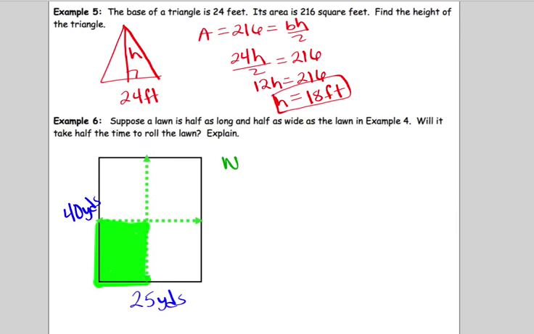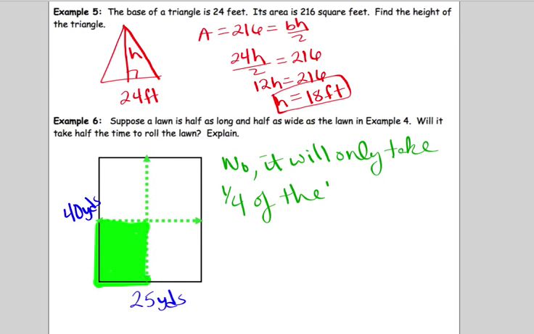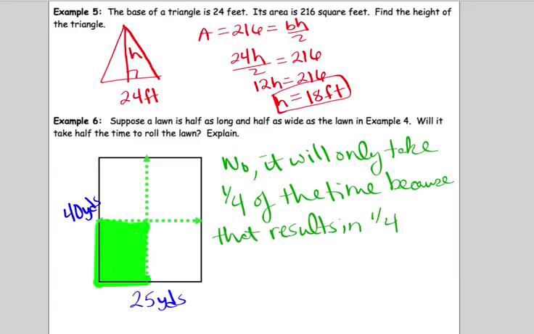So over here I'm going to say no, it should only take 1/4 of the time because that results in a quarter of the space.